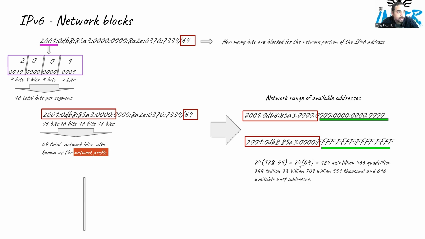So we raise that to the power 2. If we do that, we get the possible case here of available IP addresses, which is 184 quintillion, 466 quadrillion, 744 trillion, 73 billion, 709 million, 551,616 available addresses in the network range for IP version 6.